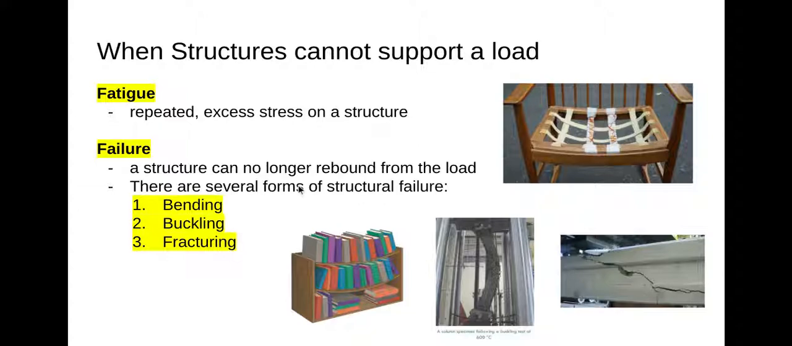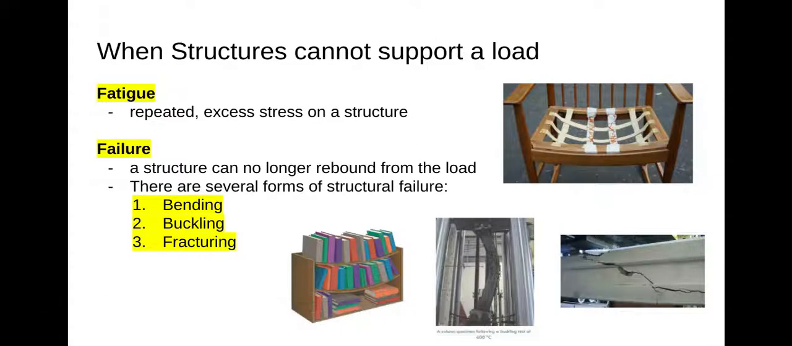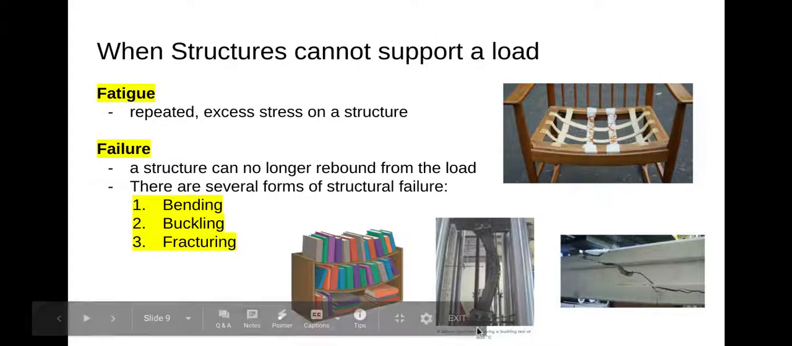Some of the several forms of structural failure that we see are bending, which is what's happening in this picture, buckling, and fracturing. You can see this bookcase right here. This person is an avid reader, obviously, and they have lots of books. As they put more and more books onto that shelf, you can start to see that the structure is failing and it's starting to bend inward until eventually it's going to crack. You can see that this bar is buckling under the pressure, and this beam has fractured because the fatigue on the structure has gotten so great that it started to fail.